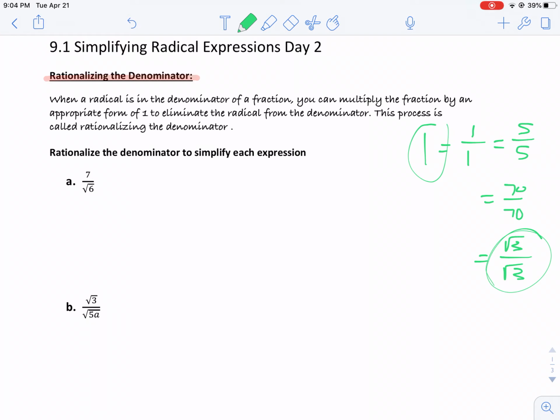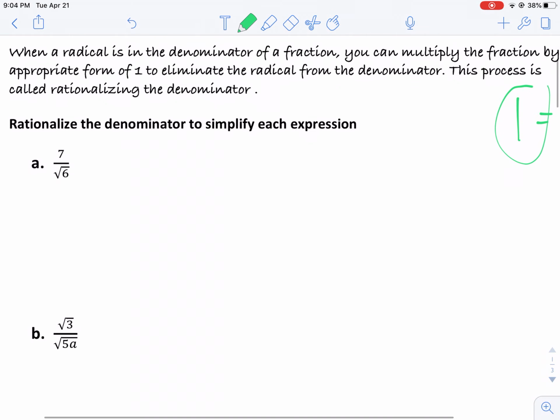All right, so in the first one, we have 7 over root 6. So we cannot have root 6 in the denominator. That's breaking that rule that there's a radical in the denominator. So what we're going to be doing is multiplying by a version of 1, okay? What we want to think about is what we need to get rid of. We need to get rid of that root 6. We cannot have root 6 in the denominator.